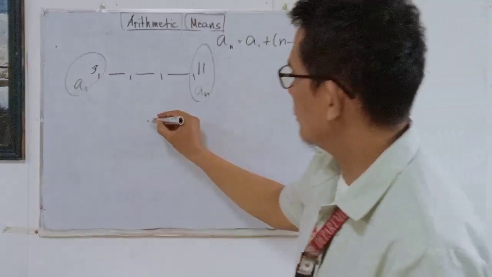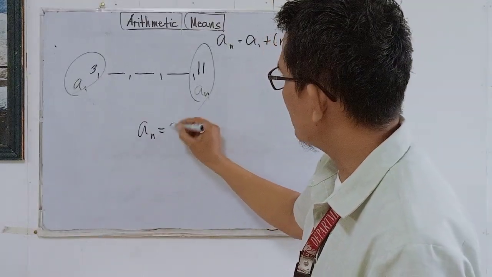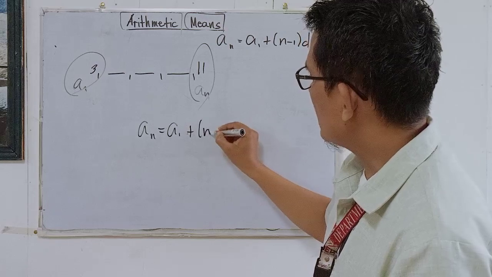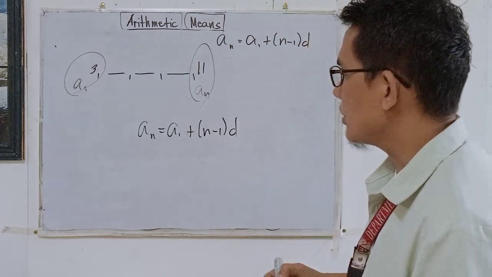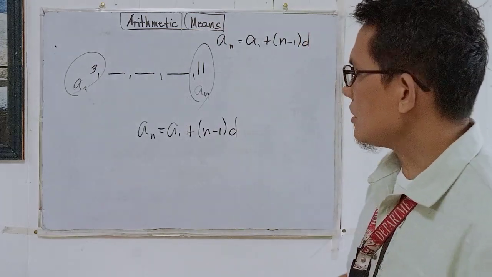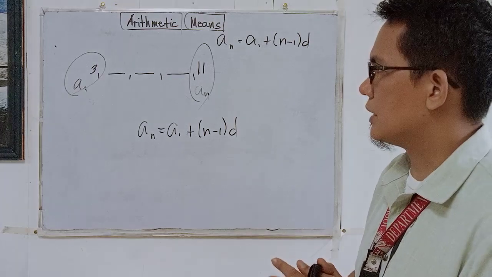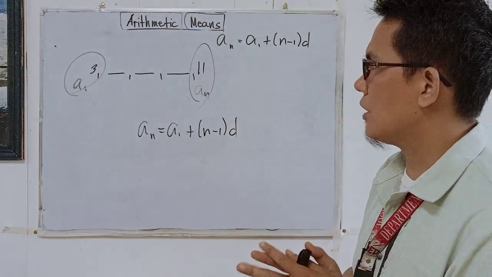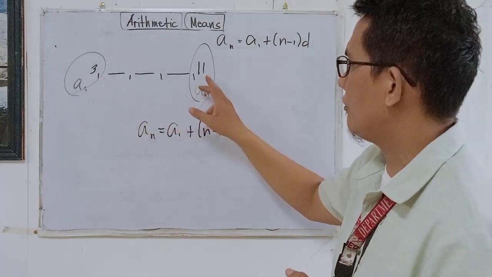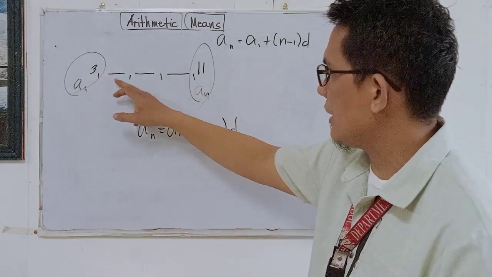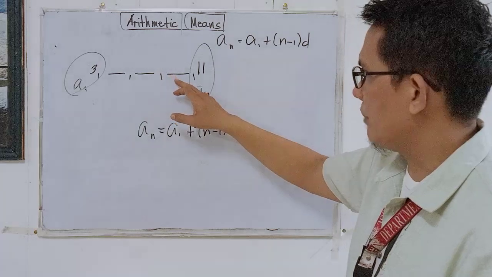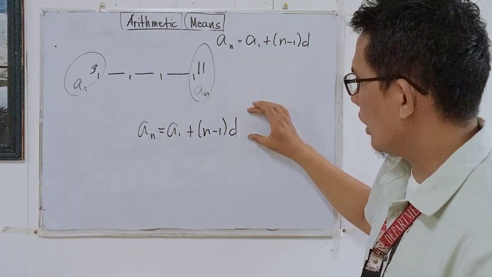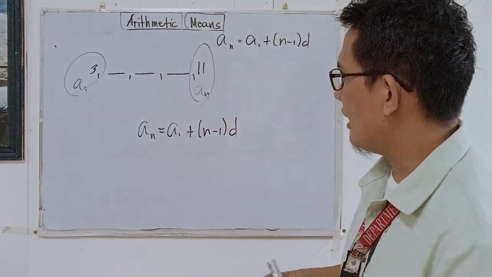So let us solve using the formula. A sub n is equal to a sub 1 plus n minus 1 times the common difference. Again, the problem states here: insert 3 arithmetic means between 3 and 11. 3 arithmetic means: first mean, second mean, and the third mean. So we're going to use the formula. Then, what is provided for us again?